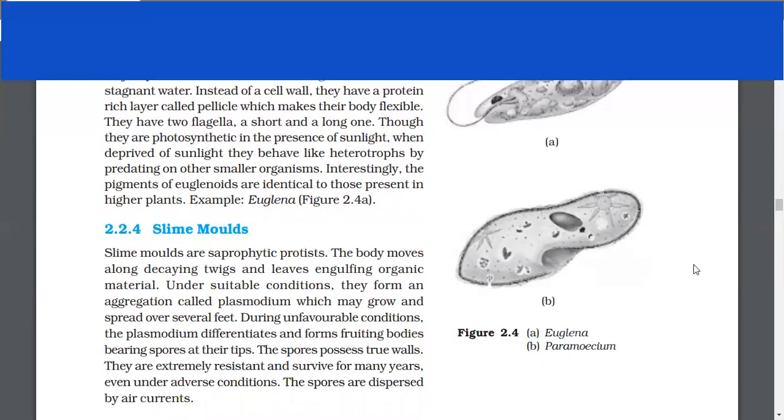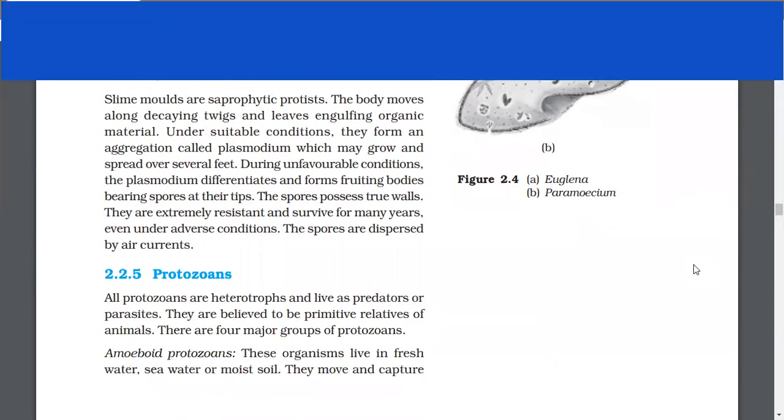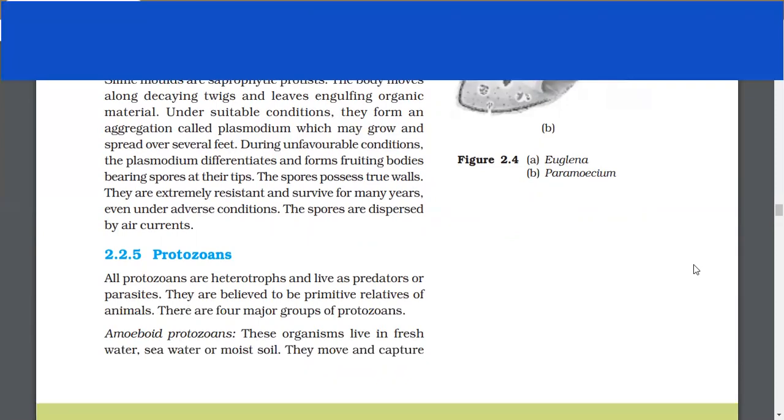Slime molds. Slime molds are saprotrophic protists. The body moves along decaying twigs and leaves, engulfing organic material. Under suitable conditions, they form an aggregation called plasmodium, which may grow and spread over several feet. During unfavorable conditions, the plasmodium differentiates and forms fruiting bodies bearing spores at their tips. The spores possess true walls, they are extremely resistant and survive for many years, even under adverse conditions. The spores are dispersed by air currents.